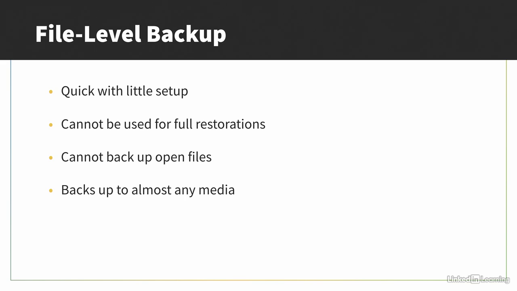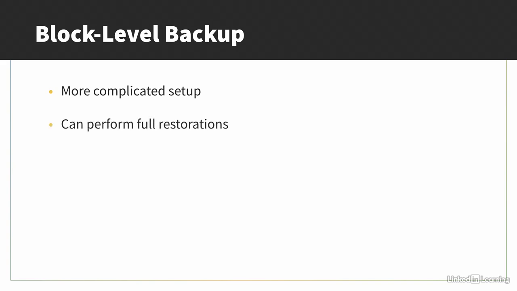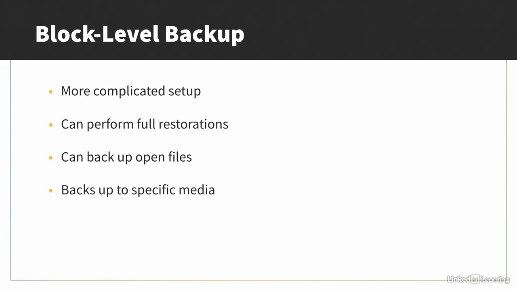However, Windows Server Backup does allow you to back up an entire operating system. It doesn't have what Veeam has, and that is Veeam will allow you to back up multiple different servers, multiple different operating systems, all from one server, whereas Windows Server Backup cannot do that. Veeam backs up using what's called block level backup. It does take longer to set up, but it can do a full restoration, and it can back up open files as well. And it can back up to more different types of media than built-in backup programs.